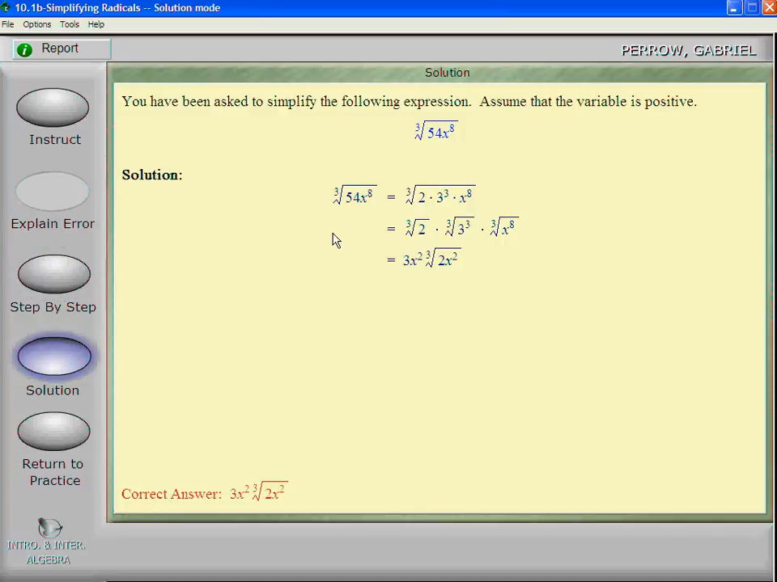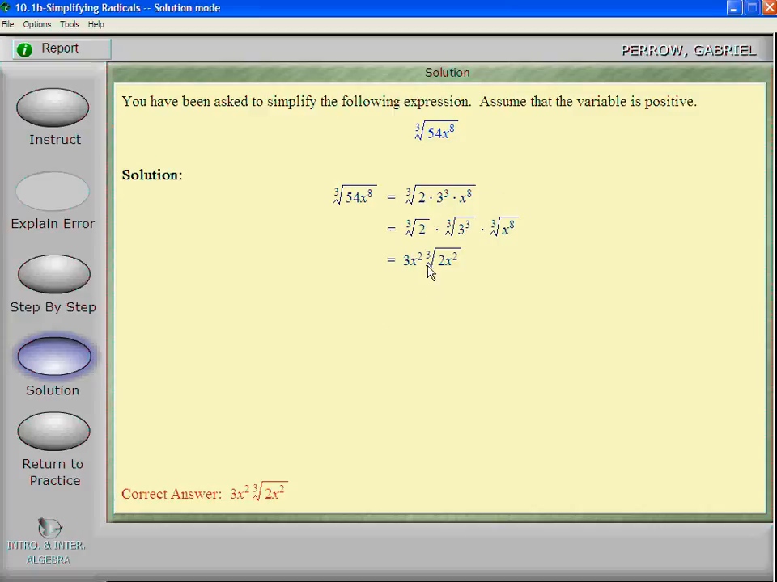So checking out what they do in the solution set, they take 54, they break it down as 2 times 3 to the third, which again, if you don't know how to do that, you're just making a factor tree. 54 is 27 times 2, you branch down from it. 9 times 3 is 27, 3 times 3 is 9. You'd end up with three 3's and a 2. X to the 8th, they left it written that way, and then they just cube root each piece.